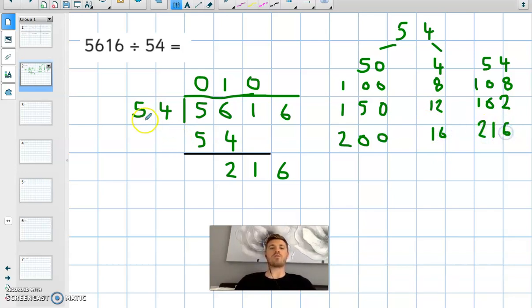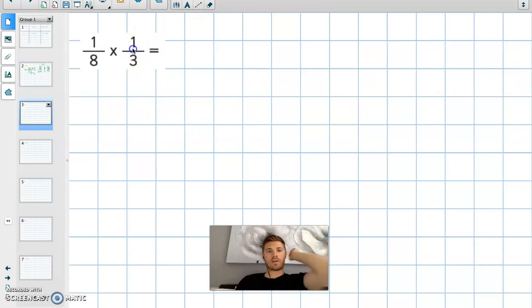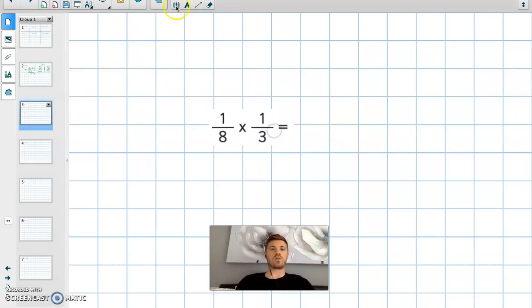So we know that 54 goes into 216 equally without a remainder, so we just need to count them up. So it's 1, 2, 3, 4. So your answer is 104. Superb. Okay, multiplying 2 fractions together, I'll just move it into the middle of the screen.